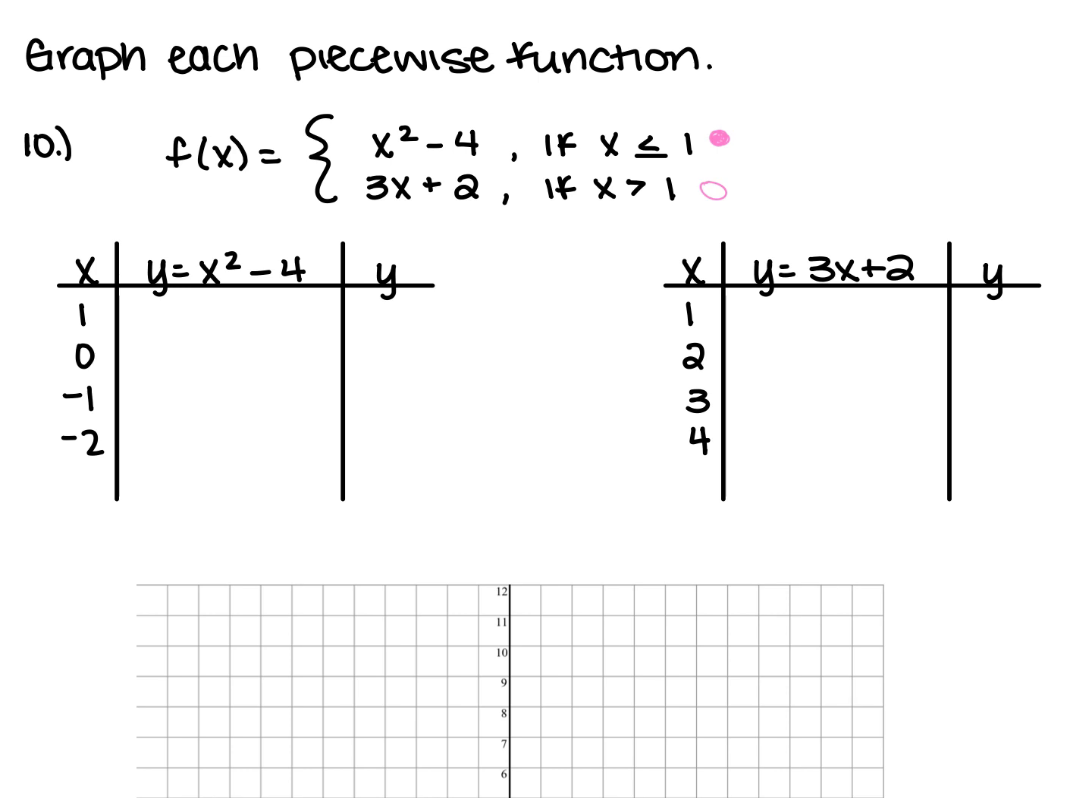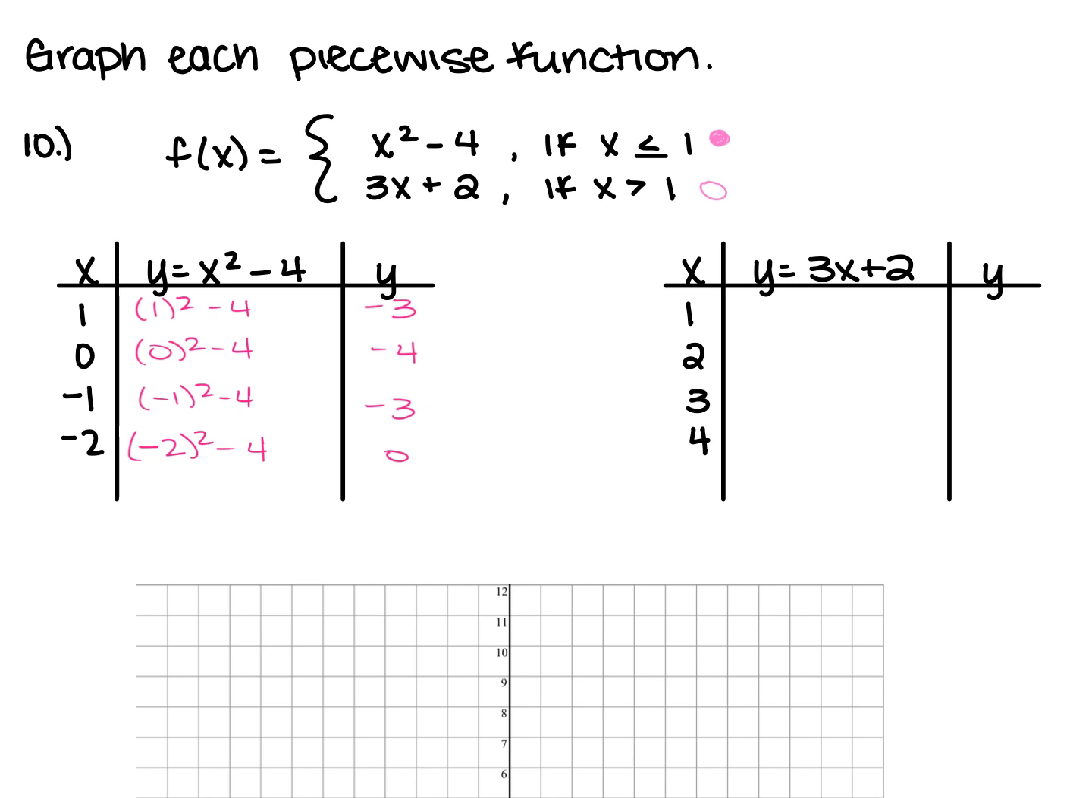For, like I said, the first one, your f of x is equal to x squared minus 4. We're going to plug in x values of 1, 0, negative 1, and negative 2. If we do the 1, that's going to give us 1 squared minus 4. So that's 1 minus 4, which is negative 3. Then we have 0 squared minus 4, which is negative 4. Then negative 1 squared minus 4 is 1 minus 4, which is negative 3. And negative 2 squared minus 4, which is 4 minus 4, and that's 0.